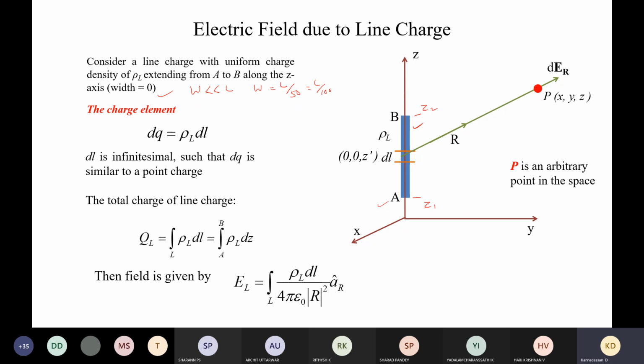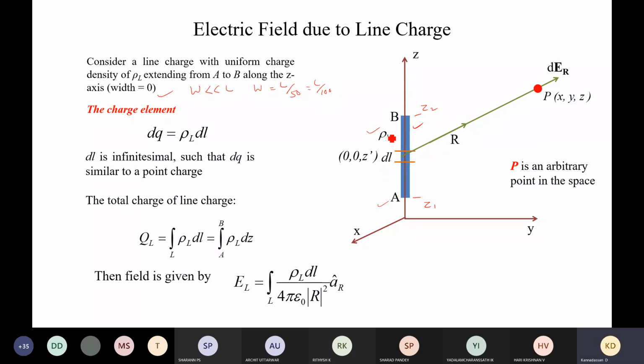But in the fundamental theory of electromagnetic field theory, we are going to assume this width is 0, so no problem. So along the xy axis, there is no charge existing in those directions. It is available only in the z direction from A to B point, and this has a charge distribution of rho L. So the rho L is nothing but charge density.